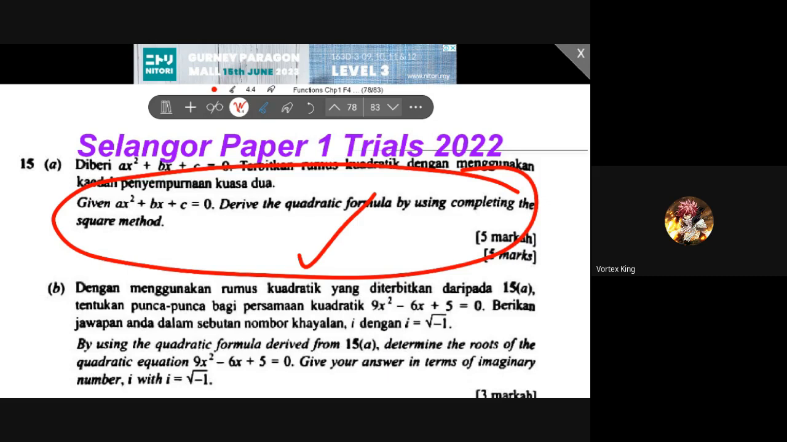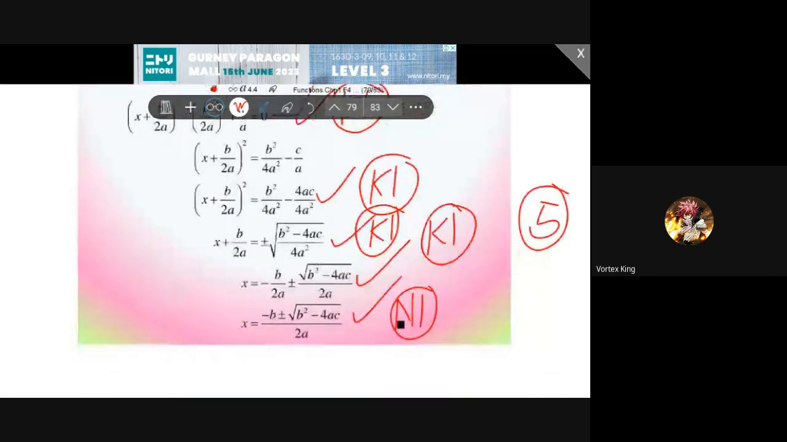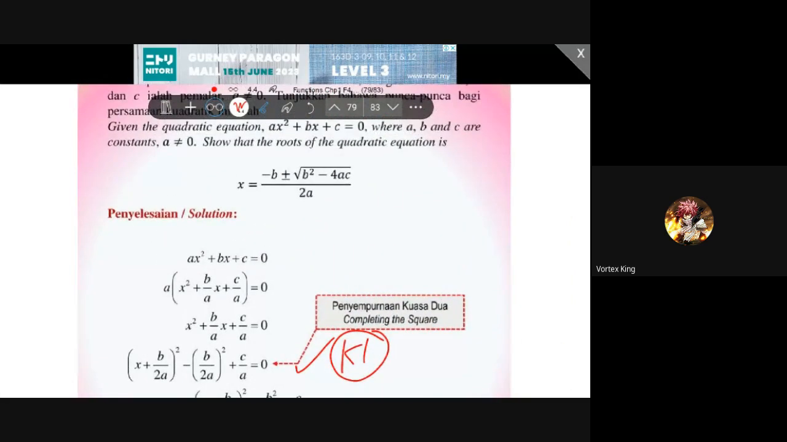You all still remember? We derived the quadratic formula last week. Exactly last week. Remember we did this page? Saya tunjuk satu per satu. If I show this page, you all remember. So if anyone tak sempat tengok, can watch the recording for this one. Saya terangkan sangat slow. You can find it on my YouTube channel.